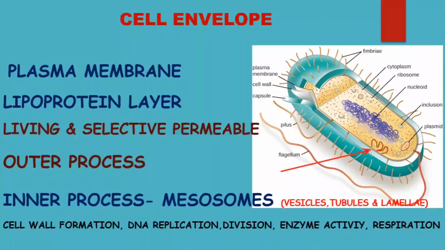You find generally they are present at the center of the bacteria, and help in a lot of processes, which include cell wall formation, DNA replication, division of cell. Also, they provide the site for enzyme activity. They are also the site for respiration. So mesosome is a very, very important site in bacteria. Mesosomes are nothing but infoldings of plasma membrane.